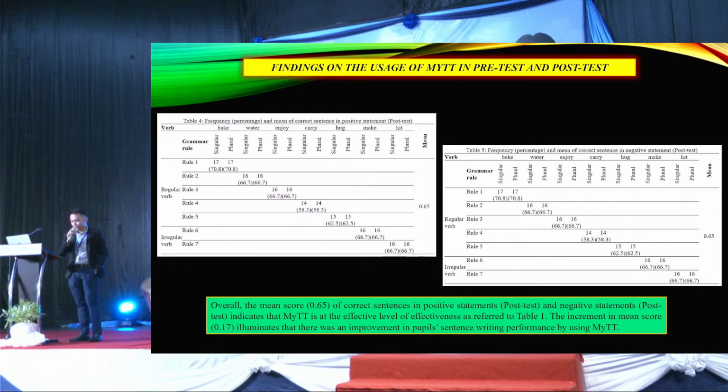Okay, verb hug, again, verb hug. The regular verb, because the student needs to repeat the final consonant before they add the ed. A few of them were quite confused about the grammar rules. All right, maybe it's quite complex for them. Okay, so overall, the mean score is 0.65 in the post test. Can we look back at the previous slide?